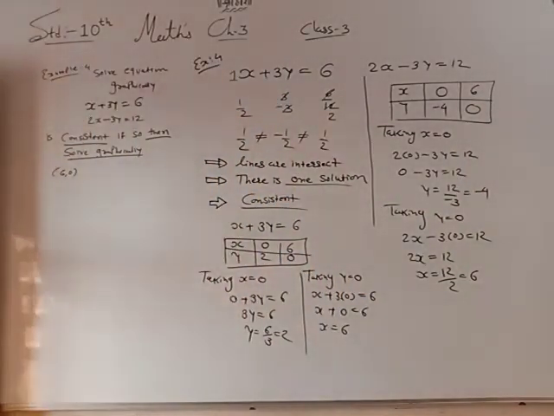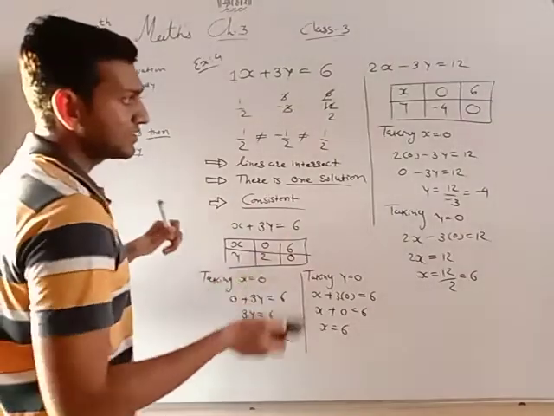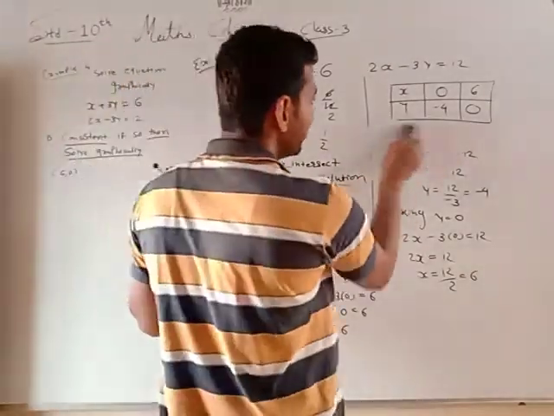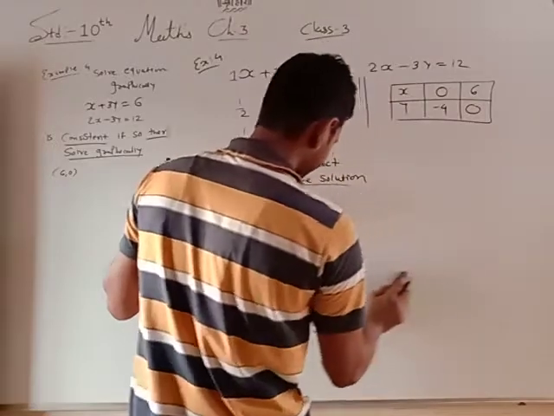Now you can draw the graph. And which type of graph do we get? Let's see. I need some space, that's why I rub this out.